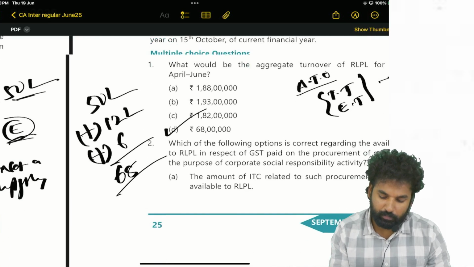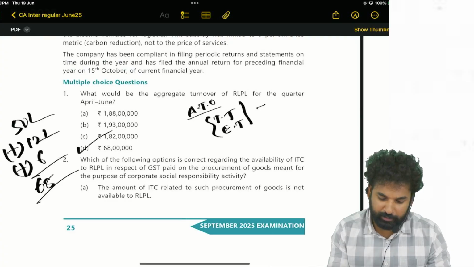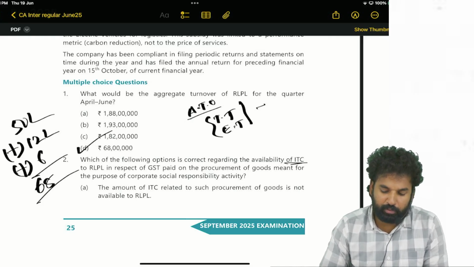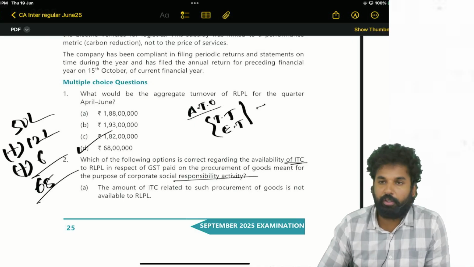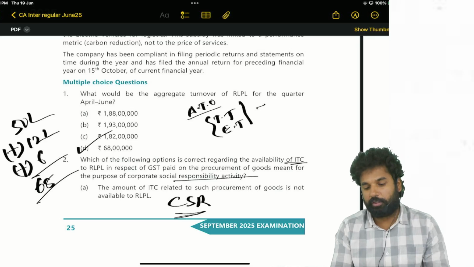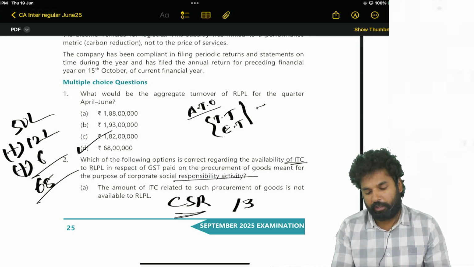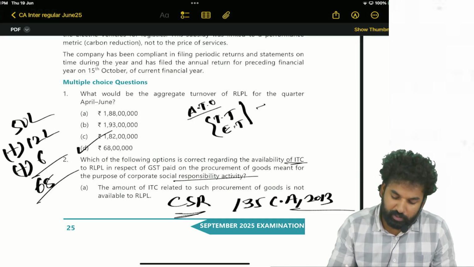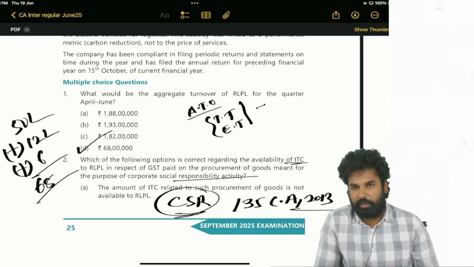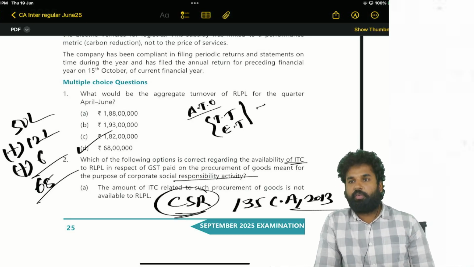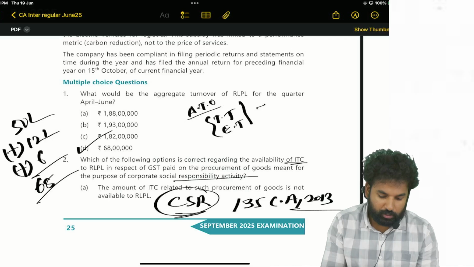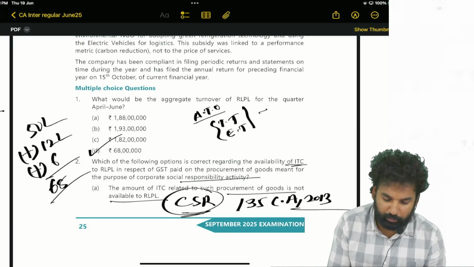68. Which of the following options are correct regarding availability of ITC to RLPL in respect of GST paid on procurement of goods meant for corporate social responsibility? CSR activity, you know, no? Section 135 of Companies Act 2013, correct? CSR activity. So when you are conducting CSR activity, you are making purchases or taking input services for providing corporate social responsibility activity. In such cases, you cannot claim ITC. This is there in blocked credit, Section 17 subsection 5. So the amount of ITC relating to such procurement is not available.